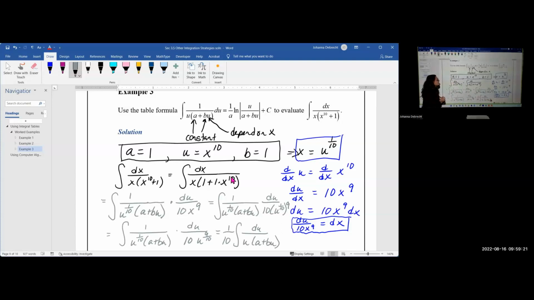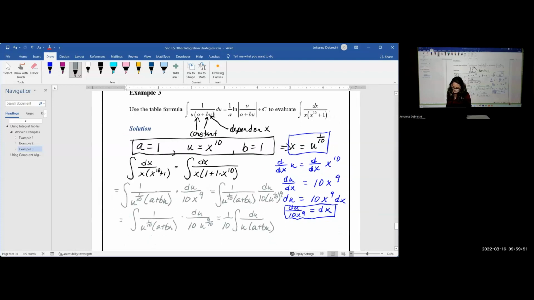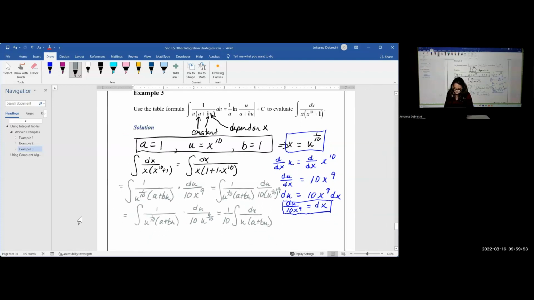Does that match the pattern on the left side of the formula from the integral table? Yes, it matches exactly with a constant factor of 1/10 on it. Now I can apply the formula on the right, which is 1 over a natural log of u over a plus bu, which I think I'm going to run out of room. So I've got 1/10. I need to squish it up a little bit so we can see it all at one time. So let me make it a little smaller. So this gives me 1/10.